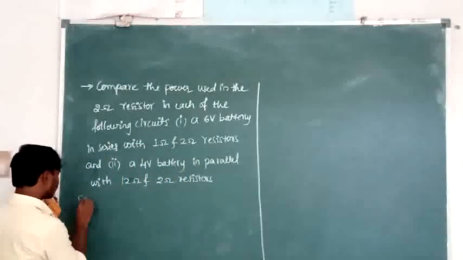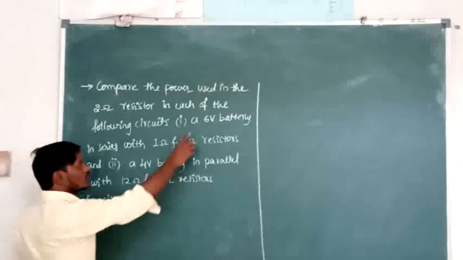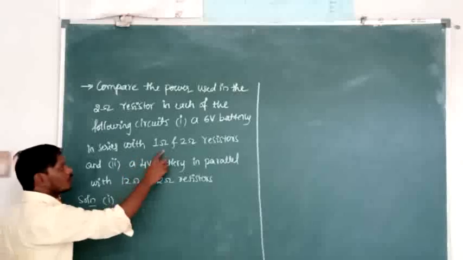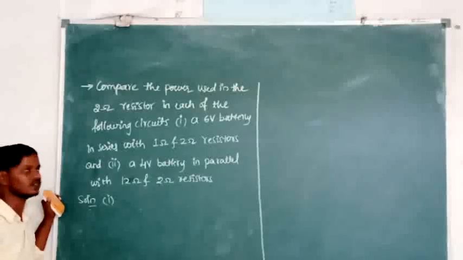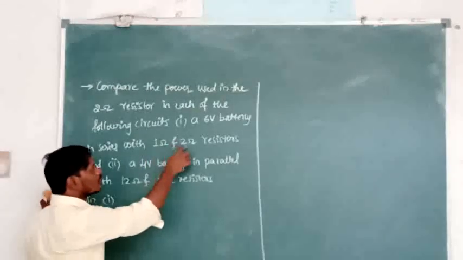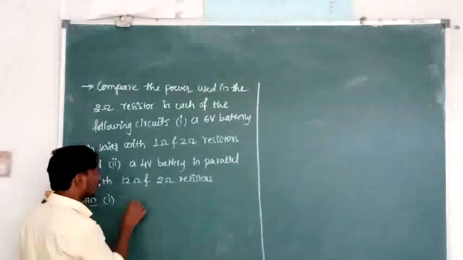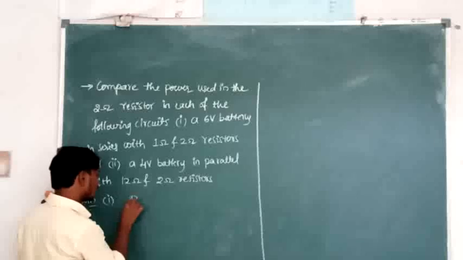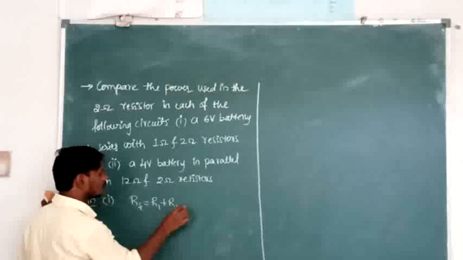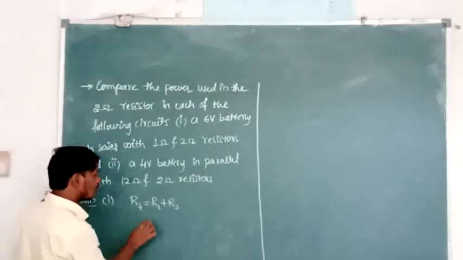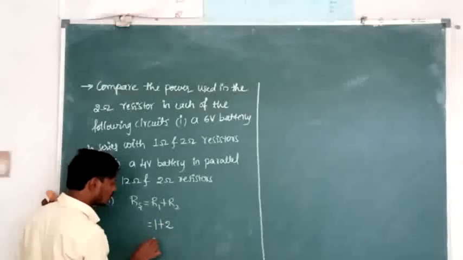So solution. First one. What is the first circuit here? A 6-volt battery is in series with 1 ohm and 2 ohm resistors. First, we have to find the current in series combination. That much current flows through the 1 ohm and also 2 ohm, because in series combination what is same? Current is same. So what is the effective resistance in series? That is Rs is equal to R1 plus R2. If the two resistors are connected in series, R1 is how much given? 1, and R2 is how much given? 2. That is 1 plus 2, 3.